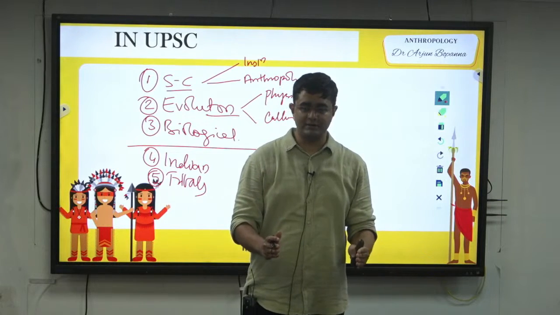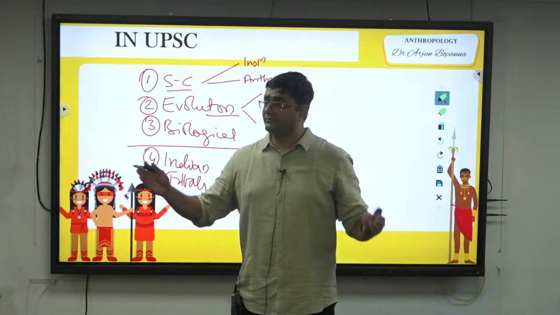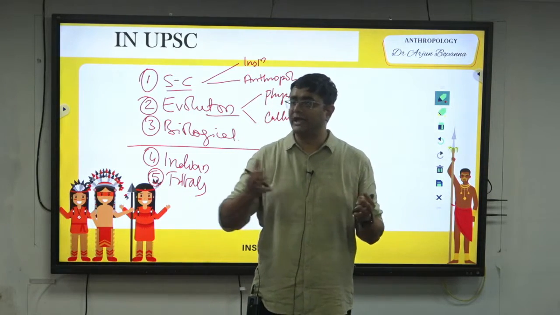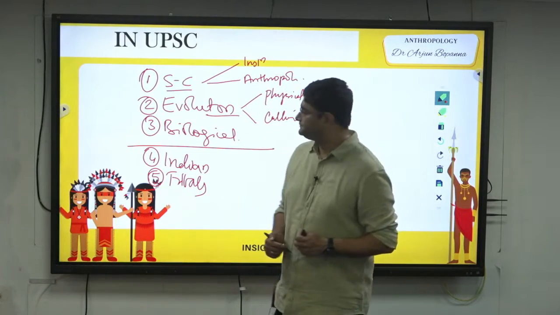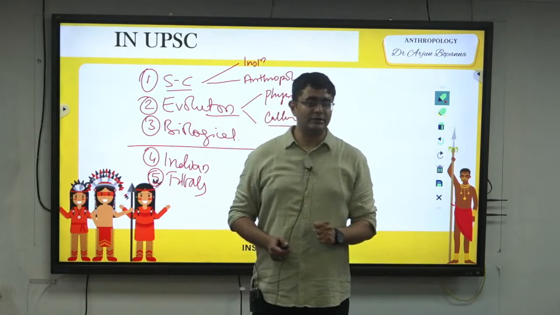When I say physical evolution, what we basically study is how humans have evolved from our ancestors. The modern man, we call it Homo sapiens. We have evolved from our ancestors in different stages. So we will study how they have evolved, and what changes happened in this evolution. In cultural evolution, we will see how modern culture came into existence.